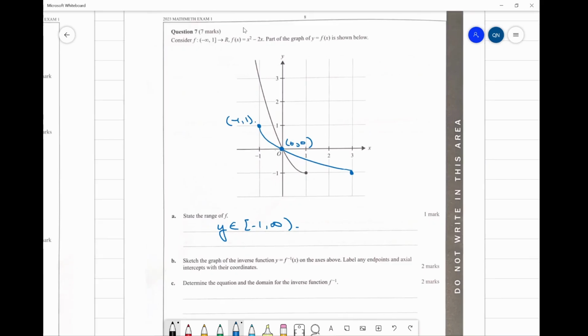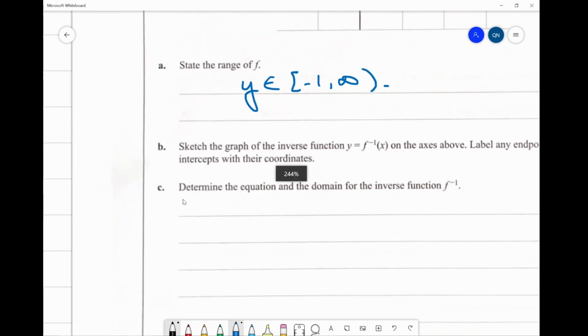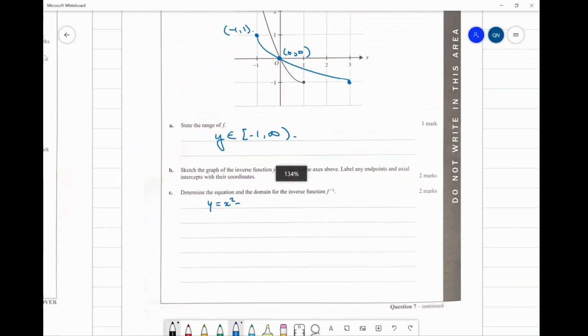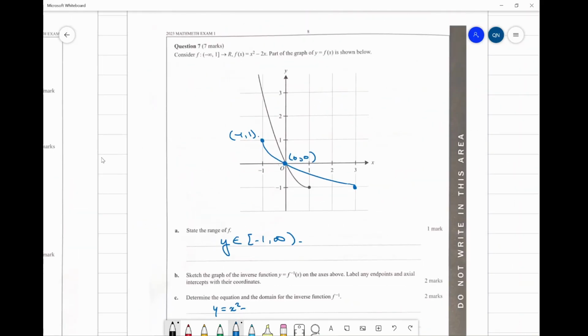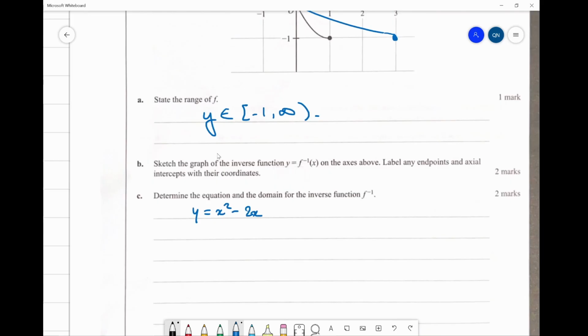Now, determine the equation and the domain of the inverse function f inverse. So we just got to take our original function, replace f with y, switch x and y around, and then solve for y once again. Doing so, we start off with y equals x squared minus 2x. We're going to switch the x's and y's around, so we get x is equal to y squared minus 2y.